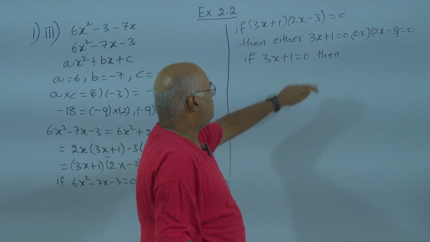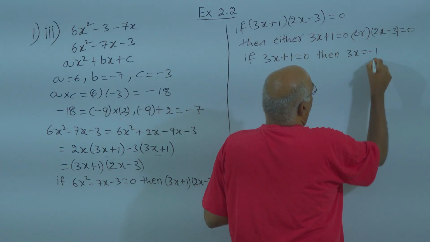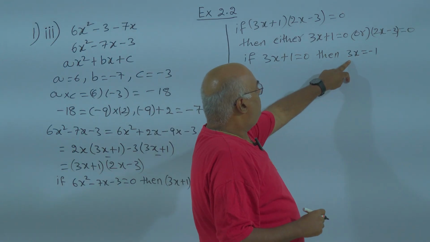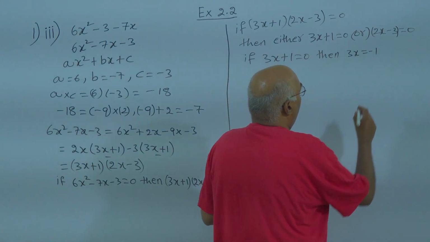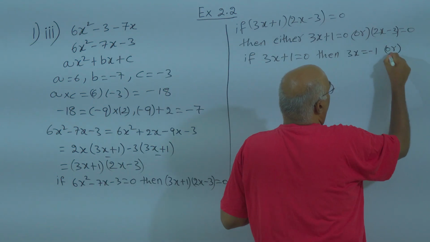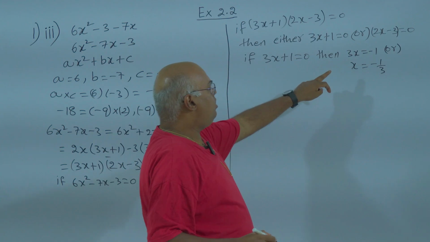If I take this to the other side of the equal to sign, it will become minus 1. Then 3x will be equal to minus 1. Now see here, 3 is multiplying x. If I take this 3 to the other side of the equal to sign, it will divide. Or x is equal to minus 1 by 3. So we got one zero of the polynomial.